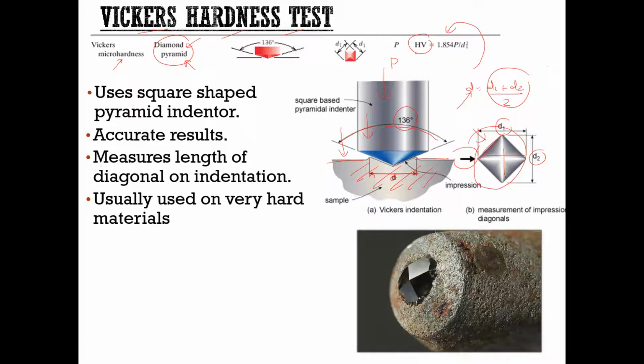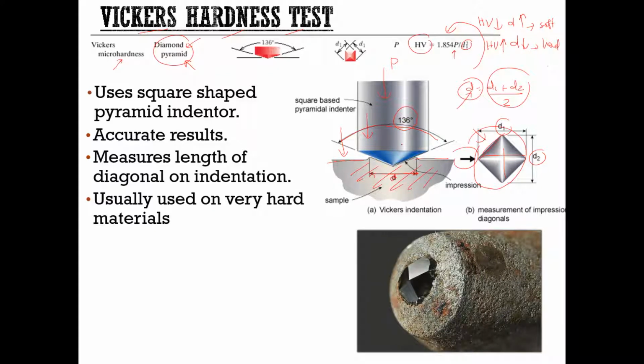HV referring to Vickers hardness, right? So here we have the load. This is the formulation. P referring to your load, and this is your D value that comes from this average value. Alright, so basically if your D is higher, it means your HV is lower. What does it mean? It means your material is soft, right? If your D is less, reduced, your HV will be higher. So it means your material is hard.